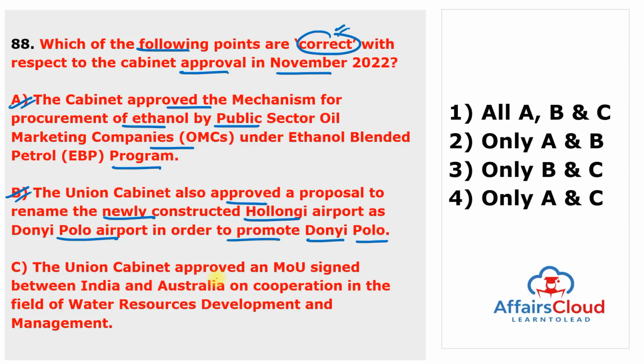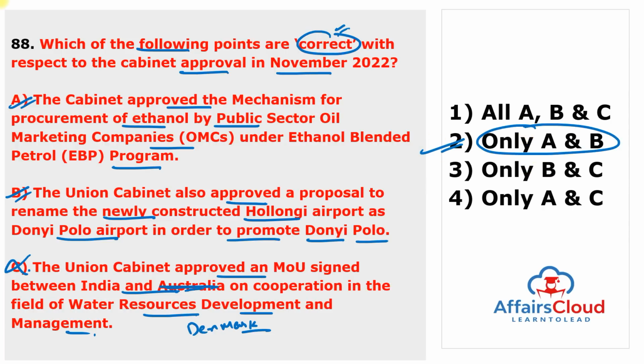Next, the Union Cabinet approved an MOU signed between India and Australia on cooperation in the field of water resources development and management. This statement is wrong because this agreement was not signed with Australia. It was signed with Denmark on cooperation in the field of water resources development and management. So statement C is wrong, and the only correct statements are A and B. So the answer of this question is second.